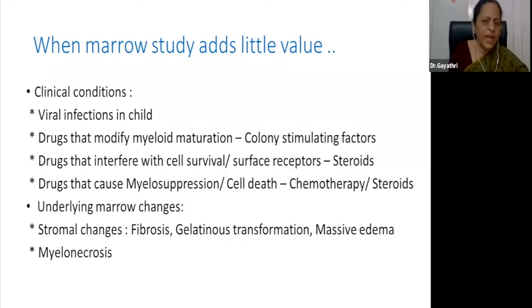When does marrow study add little value? These are the usual situations where marrow study may not really add value to the diagnostic armamentarium. When a child comes suffering from a viral infection and you see a large number of abnormal lymphoid cells, you do a marrow aspiration, what you will find is more of those same cells. So that may not really help. So the timing of marrow evaluation will be important in such a situation.